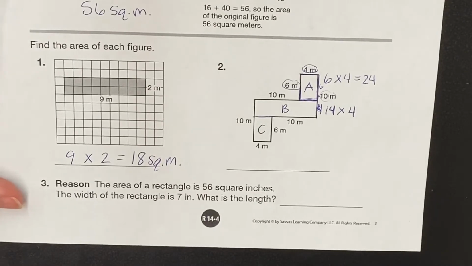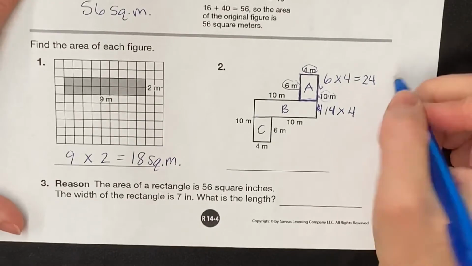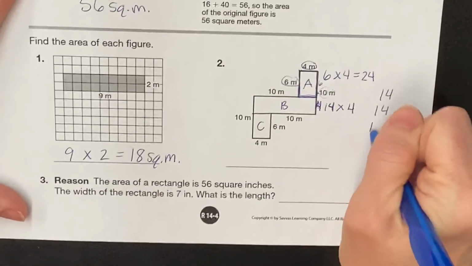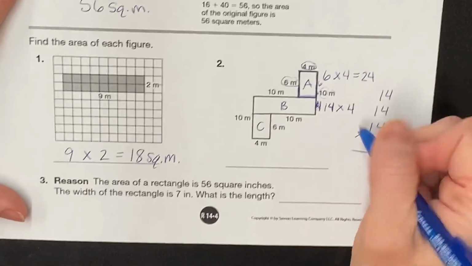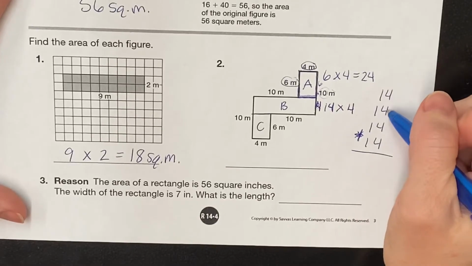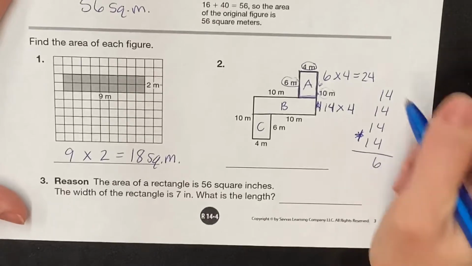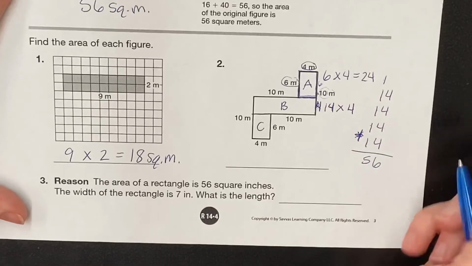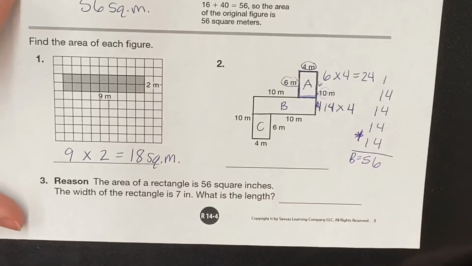Now this could be a difficult problem for you to work out, so we're going to just add it up together. So we have 14, 14, 14, 14, because 14 times 4, we can add that together. So I have 4 and 4 is 8, 4 and 4 is 8, 8 and 8 is 16. 1, 2, 3, 4, 5, so 56. Okay, so B equals 56.